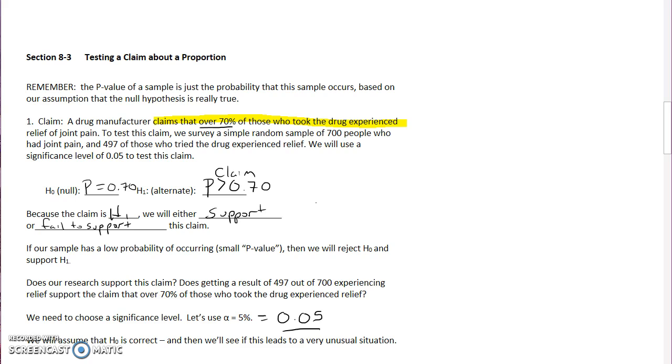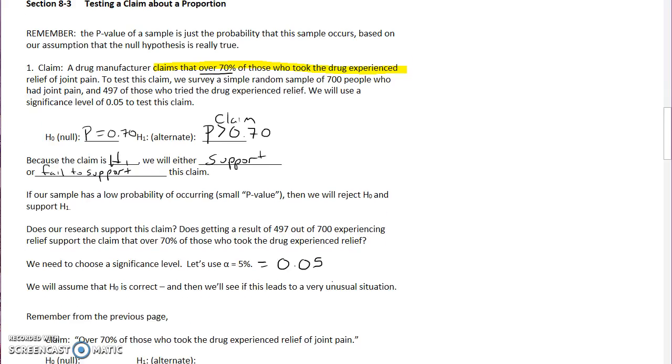Again, we're going to follow the step where we assume that it is 70%. I know it seems kind of crazy to do this, but to do a hypothesis test, you assume that the proportion of people who experience relief is 70%. Then, based off of that, we find the probability of getting these results that we had right here.